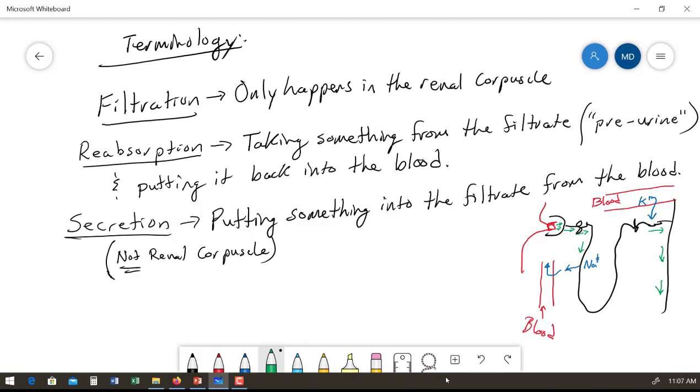So basically, after filtration, we can do two things. We can basically pull stuff out of the filtrate, out of that pre-urine, or we can put more stuff into that filtrate. In other words, this process is more complicated than just filtration. There's a number of other processes that happen here also.